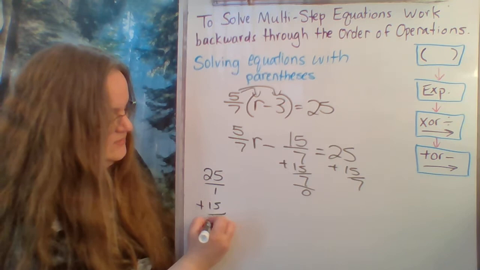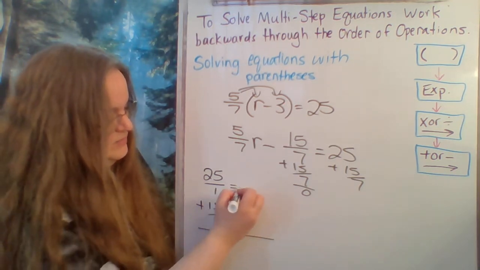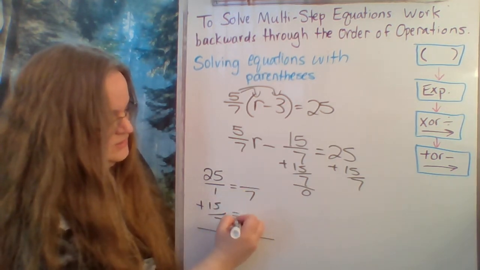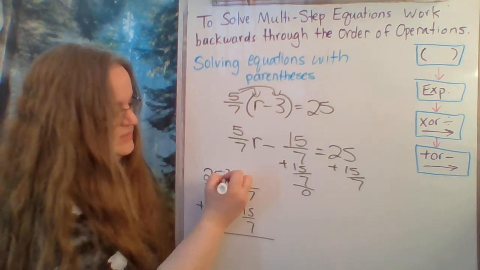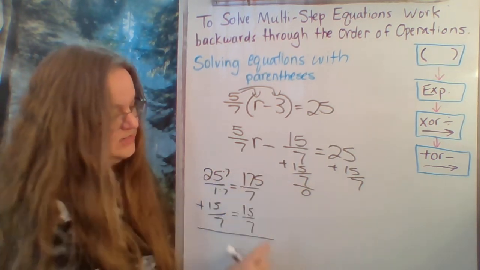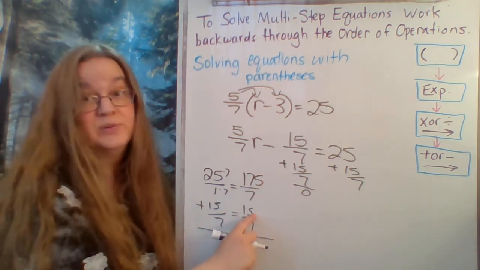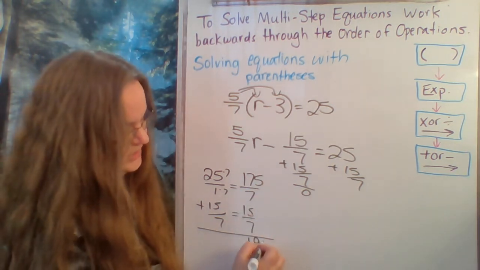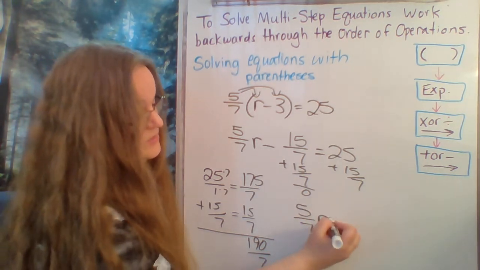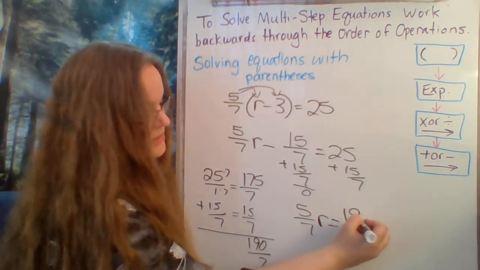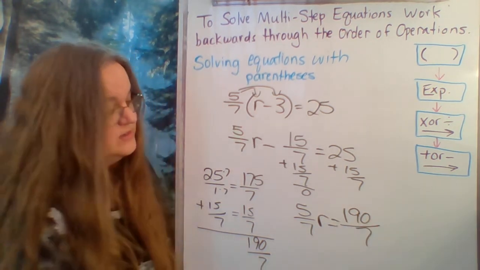But for 25 plus 15/7, I now have to find the common denominator of 7. So because this is a 1, times by 7 gives me 175. I do 175 plus 15, which is 190 over 7. So I'm left with 5/7 times r equals 190 divided by 7.